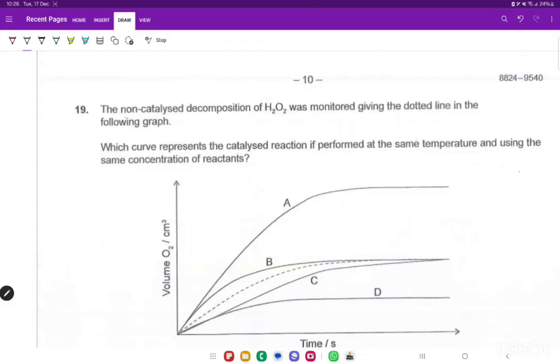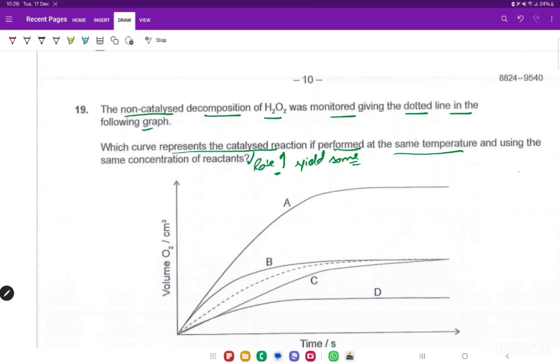In this question, the non-catalyzed decomposition of H2O2 was monitored, giving the dotted lines in the graph. Which curve represents the catalyzed reaction if performed at the same temperature? The dotted one is non-catalyzed, and the bold one is the catalyzed reaction. Whenever you add a catalyst, the rate will increase, whereas the yield will remain the same. That is, the reaction will complete at the same point. The rate is increasing in A and B, so the answer could be A or B.